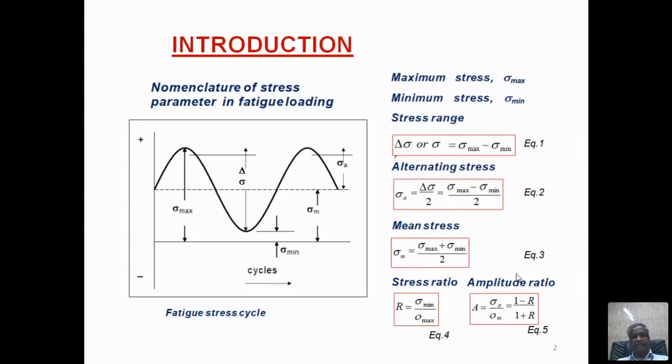Why I am repeating is that yesterday we discussed all these terms in detail: sigma max, sigma minimum, alternating stress, mean stress, and stress ratio. I don't want to go into that again. These terms will be useful for the fatigue crack growth behavior also. So what is fatigue crack growth behavior?